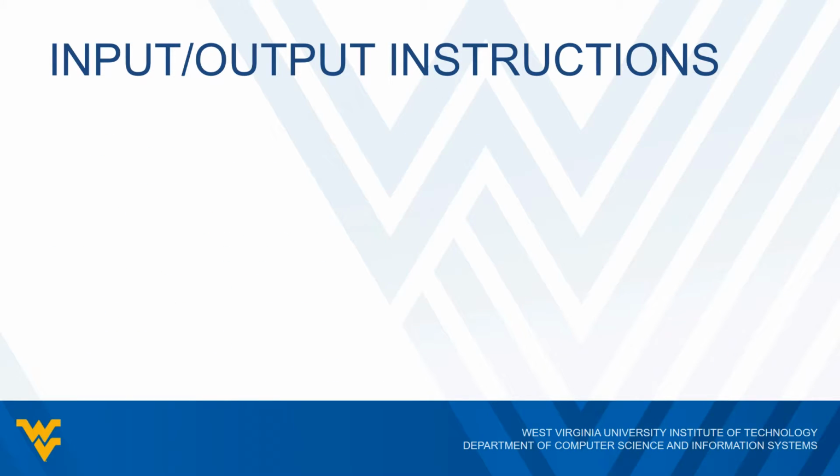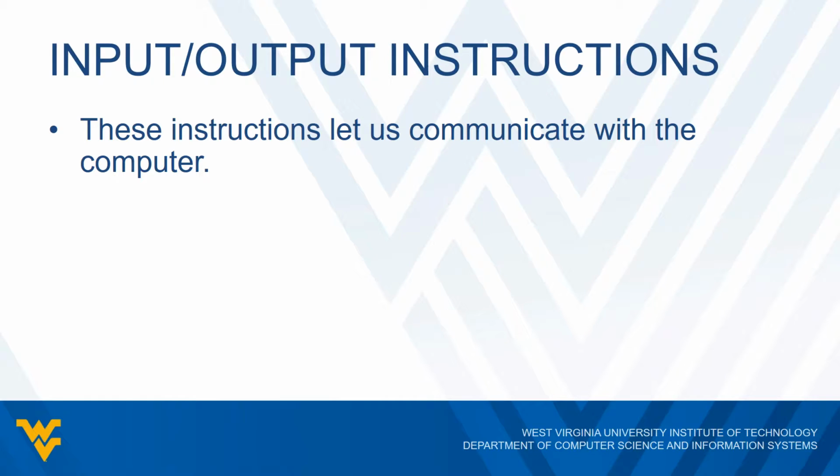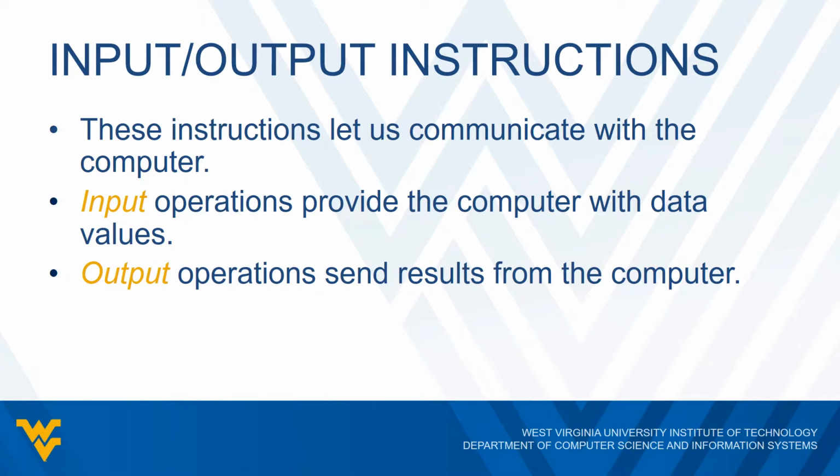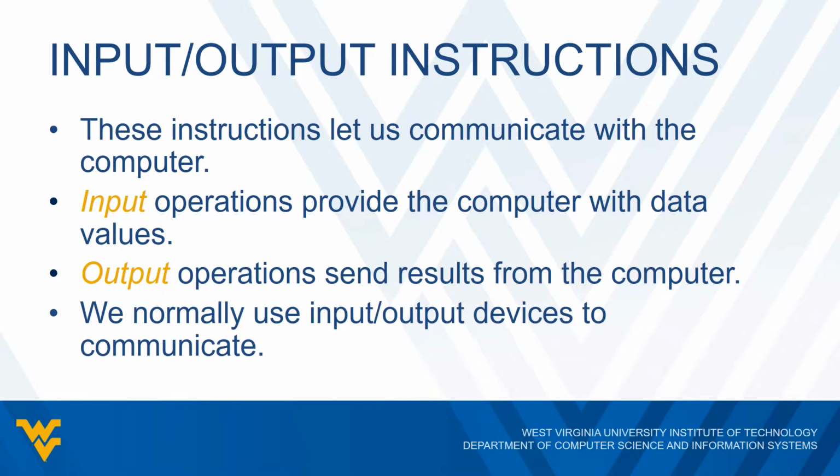Input and output instructions simply allow us to communicate with the computer. That's all we're doing. We need some way of interacting with the computer, so we use input and output instructions. Input operations provide the computer with data values. So these operations allow us to give data to the computer. And then output operations send the results back to the user. The way we would handle this is we normally use different types of input-output devices to communicate back and forth between the computer and the user.